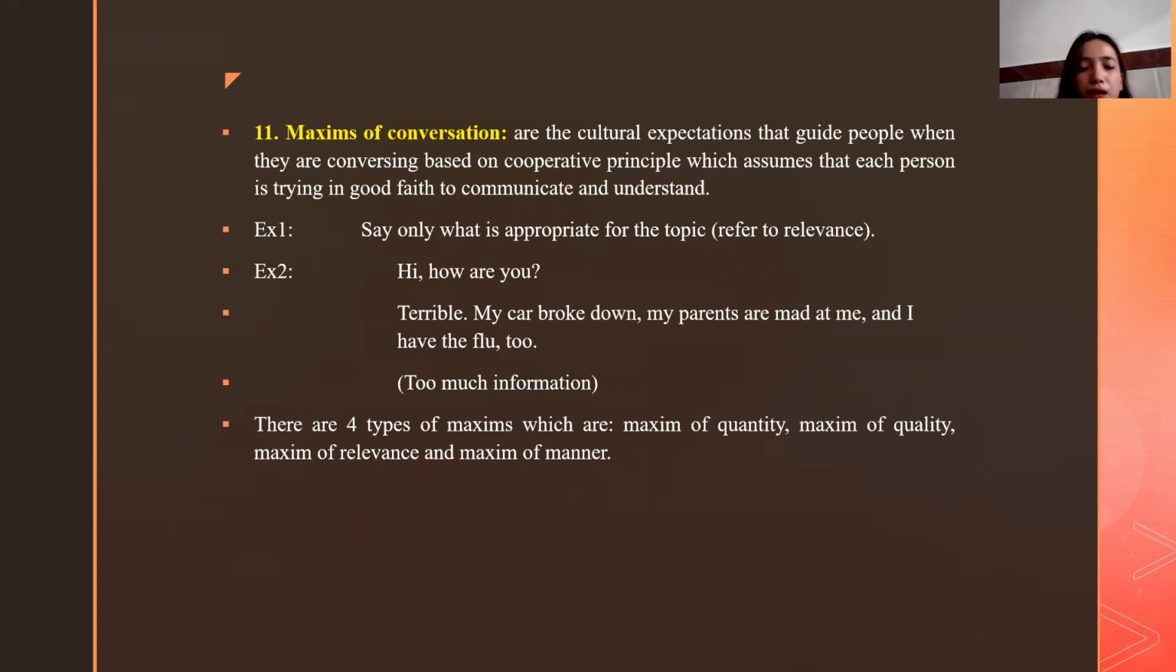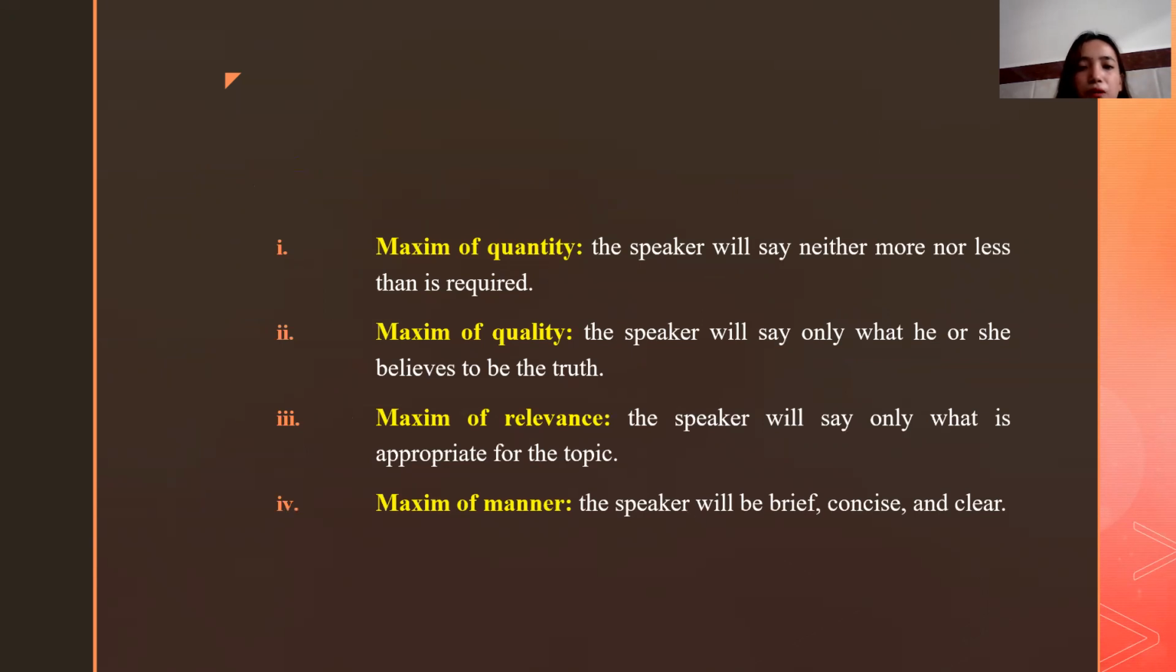We have some examples like say only what is appropriate to the topic, like, hi, how are you? Terrible, my car broke down. My parents are mad at me, and I have the flu too. For example, the maxim of quantity, the maxim of quality, the maxim of relevance, and the maxim of manner.